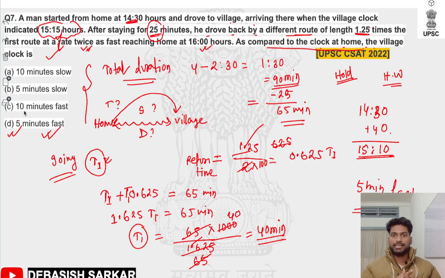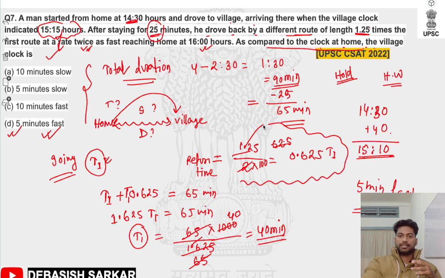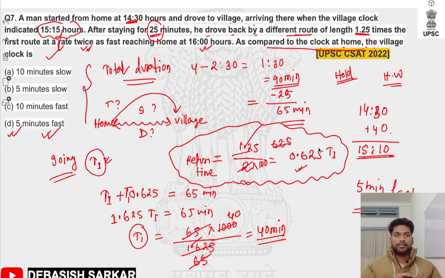I was about to give this as homework, but I solved it. If you had any problem understanding this part, please let me know in the comments. I think you will have some problem understanding this part. So this was time and distance from the last 10 years of UPSC CSAT. And CSAT is very important. You have to study CSAT, otherwise you can't write the mains examination.